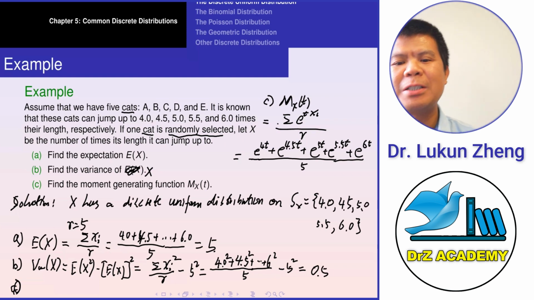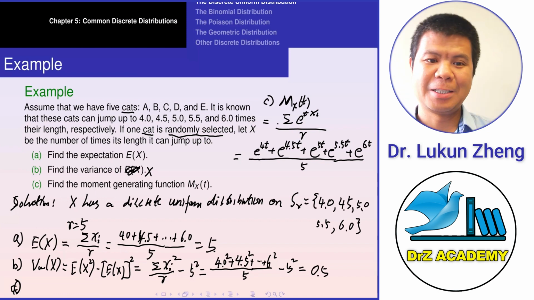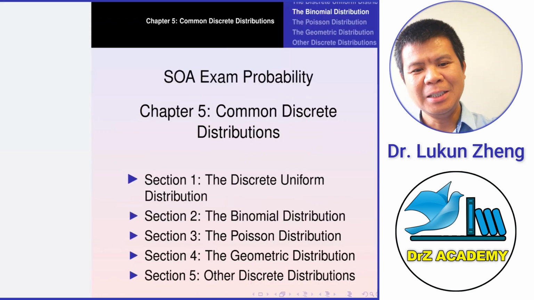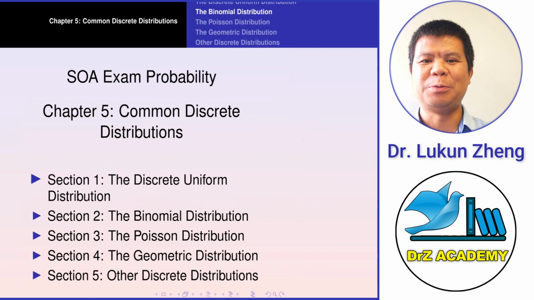Of course, from the moment generating function, you can find all the moments of X. So very good. All right, so that's about the discrete uniform distribution. Now let's move on to the next section.